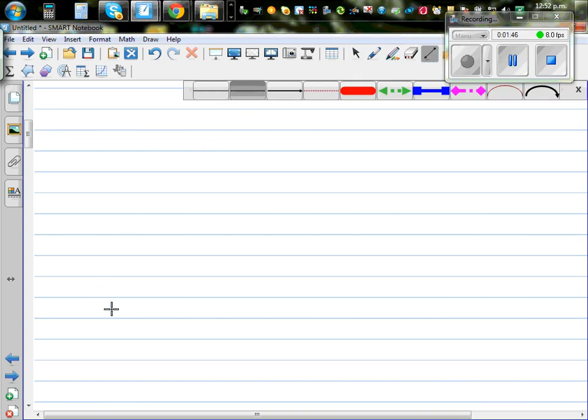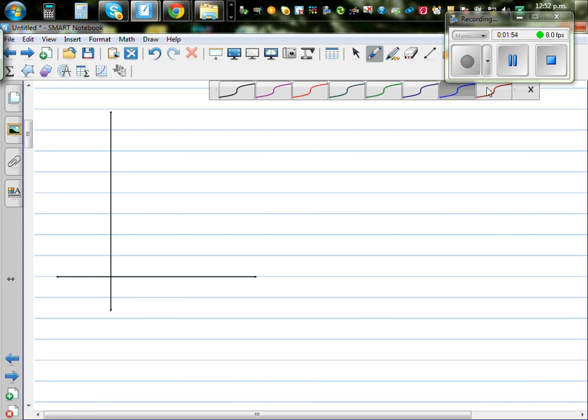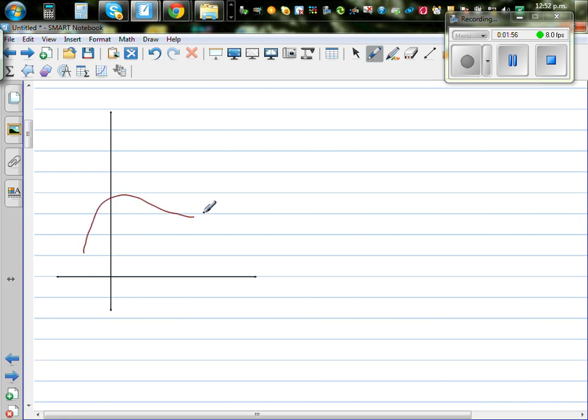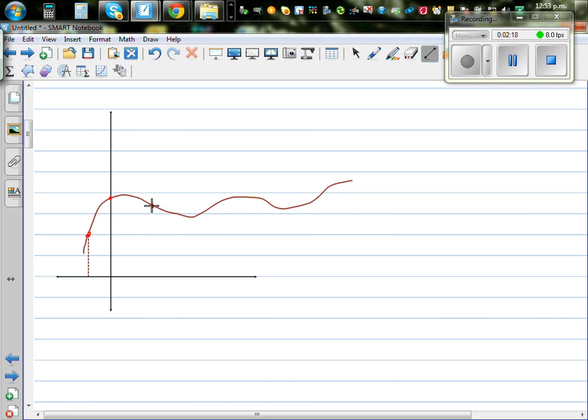So let me draw a y-axis, and this is the x-axis. Let me draw a curve. A curve can be of any nature. So a curve is like this, and let me take 3 points. This point is important. If you take any 3 points, and let me draw a dotted line here, we're only looking at these 3 points.